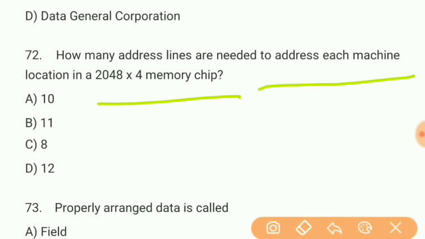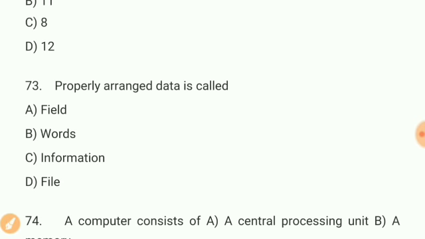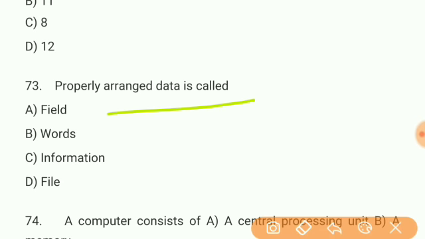So number B is the correct answer. 11 address lines are needed. Okay. Then properly arranged data is called what? So it is called information. When the data are properly arranged, that is called information.